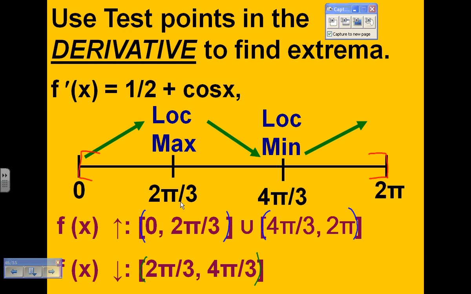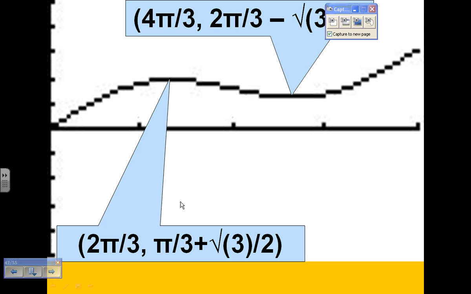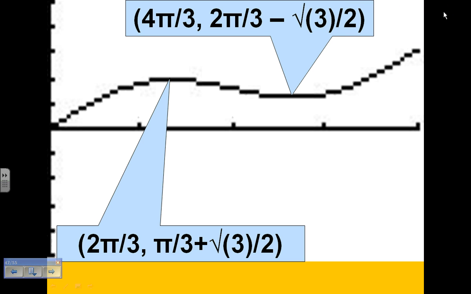Here we go. And now, punch out the graph, and there it is. To find the y values, your textbook might leave it as an exact value, 2 pi minus the square root of 3 over 2, and pi over 3 plus the square root of 3 over 2. Or you can go to decimal, just type it out. To find the function value, you put in 2 pi over 3 into the function.